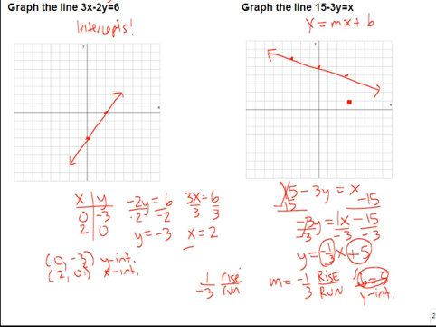Alright, so make sure you are able to graph lines using these two different methods, intercepts and the slope and y-intercept method. Good luck. That concludes our lecture on graphing lines.